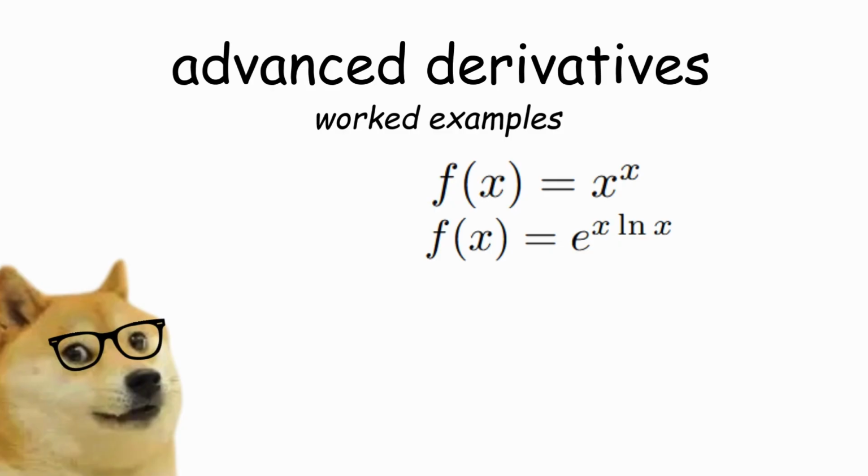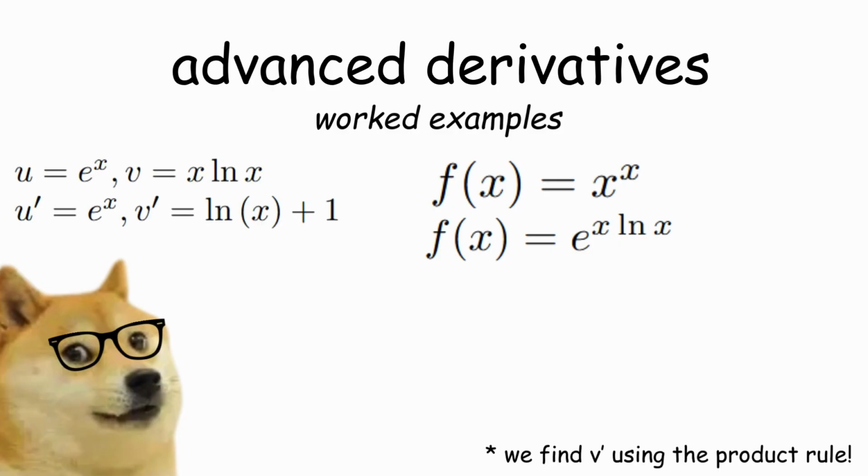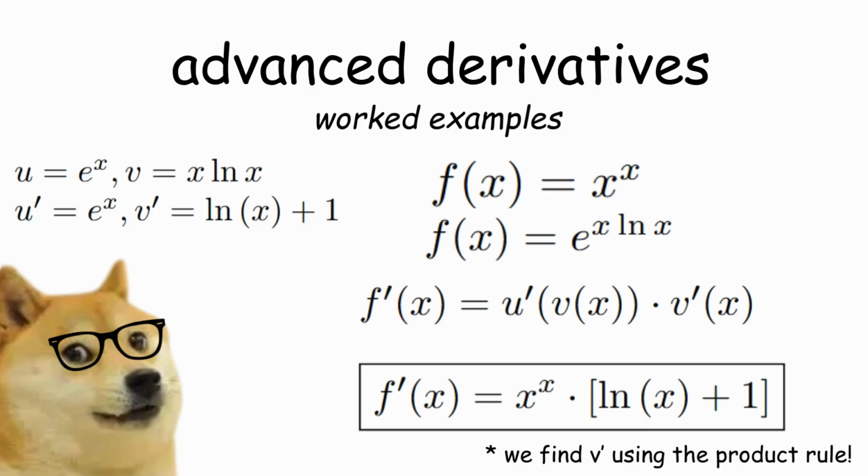We can define an outer function e to the x, inner function is x times ln x, and then we differentiate our outer and inner functions, and that will allow us to just plug straight into the chain rule. And if we do that, we find the derivative as x to the x times the quantity ln x plus 1. Simple enough.